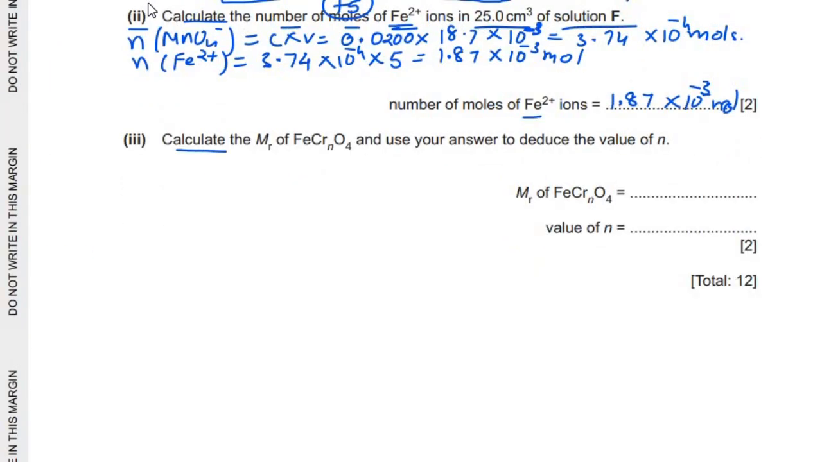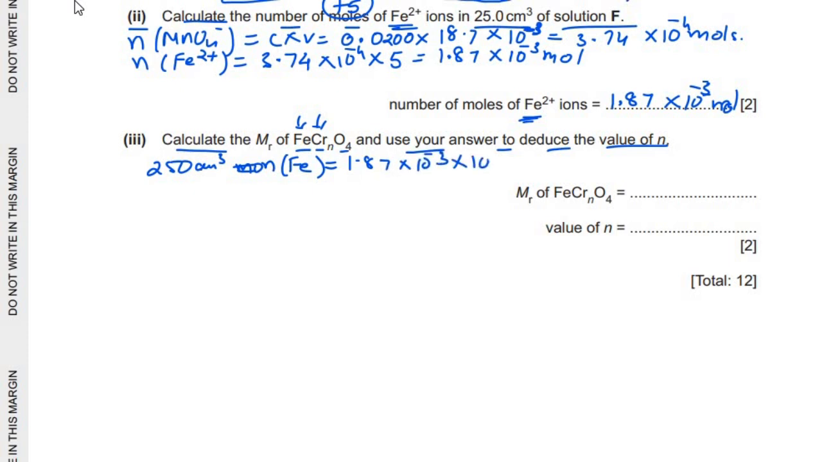Next, calculate the MR of FeCrNO4, that is the compound of iron and chromium, and use your answer to deduce the value of N. Now here we have the moles of Fe, and in the compound only one Fe is used. Also understand, these are the moles of Fe in 25 centimeter cube only, but our total solution of F was 250 centimeter cube. So for 250 centimeter cube, the moles of Fe will be 1.87 into 10 power minus 3 multiplied by 10. That ends up with 1.87 into 10 power minus 2 moles of Fe.